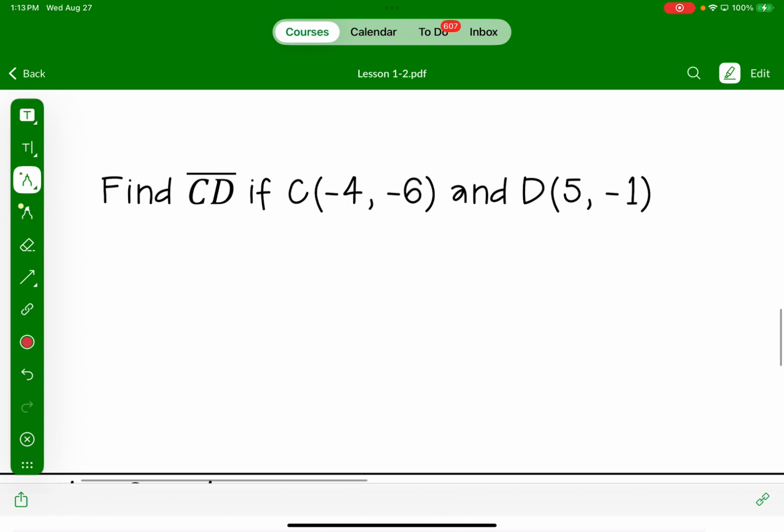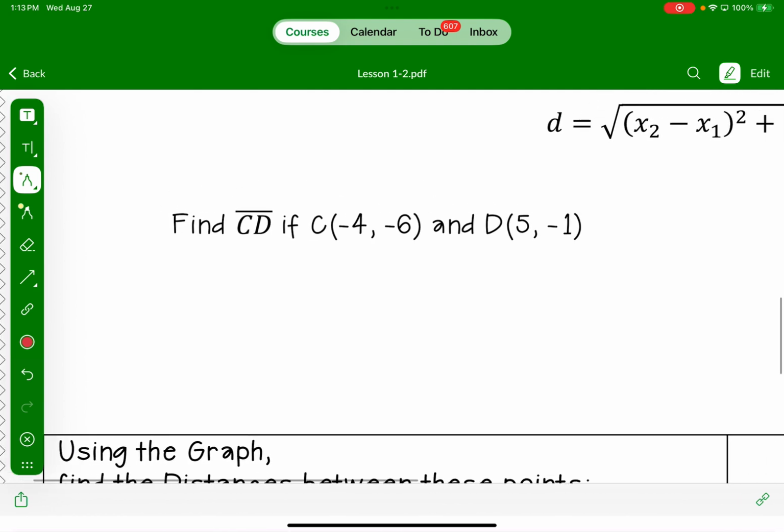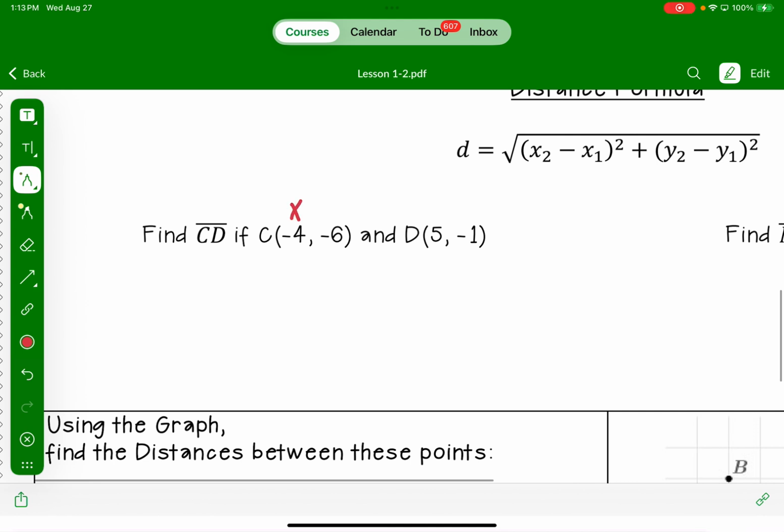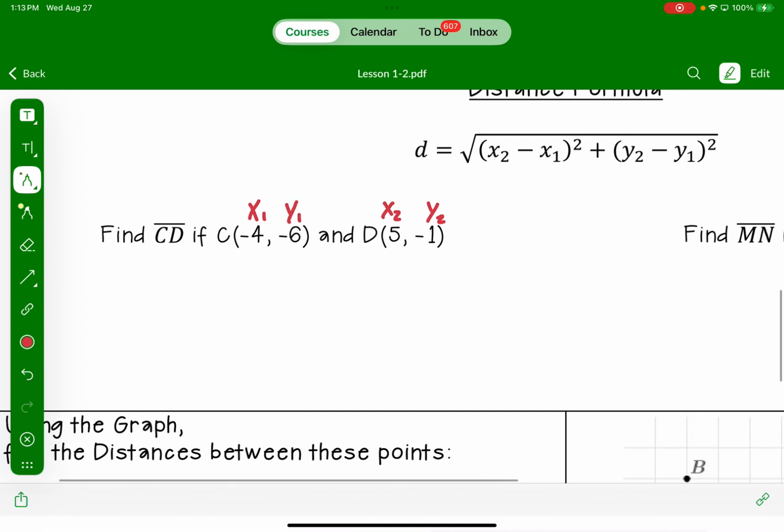The first step I would highly suggest, it's what I do when I make a key for this type of problem, is I label these points. This is x1, that's y1. This is x2, this is y2. I think labeling is super useful because now you know exactly which number goes where. And that's really most of the battle in the distance formula. Can you put the numbers in the right spots?